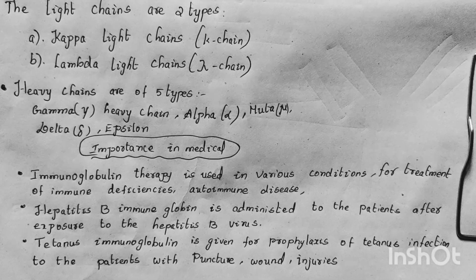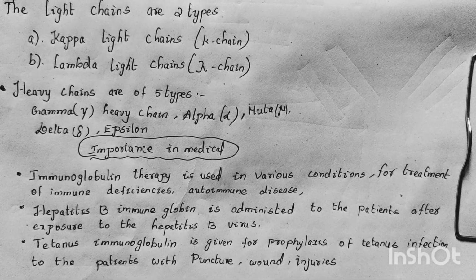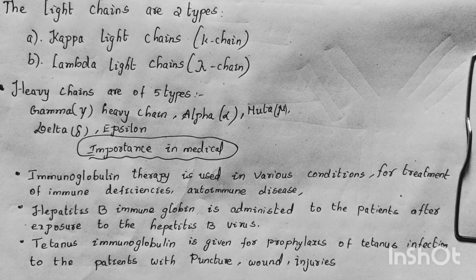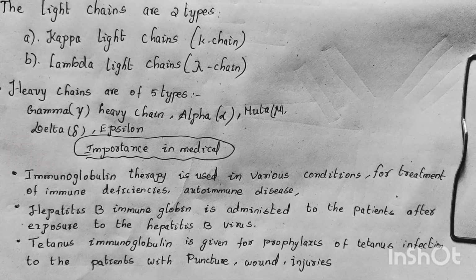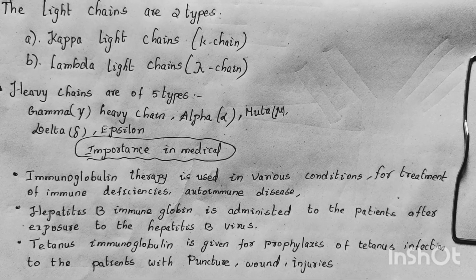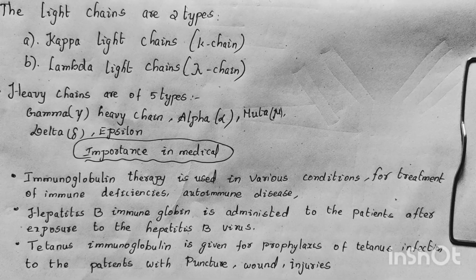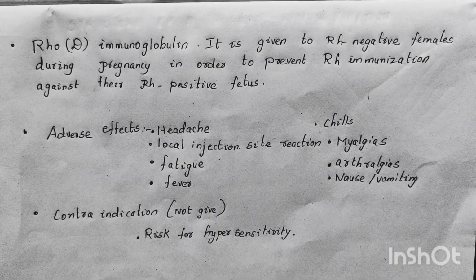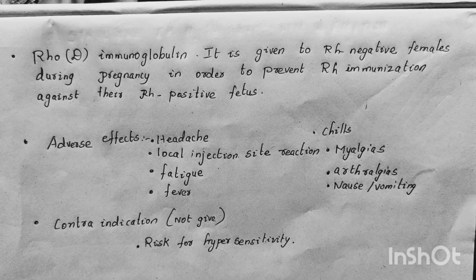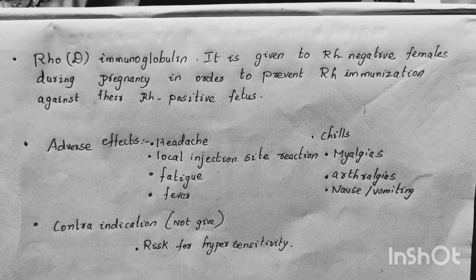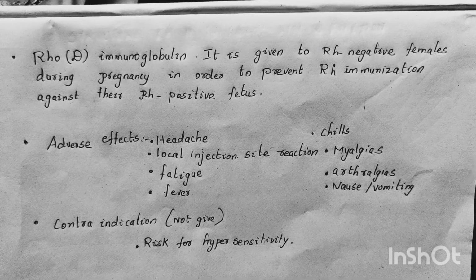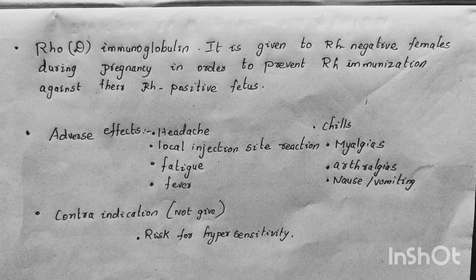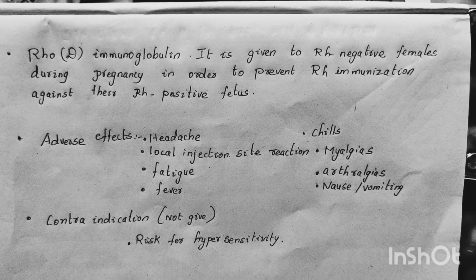And the next one is tetanus. I think you all know about the tetanus immunoglobulin. This is given for prophylaxis of tetanus infections to the patient if you have any puncture wounds and injuries, in case of any accidents and any injuries to the body. Next example, Rho-D immunoglobulin. It is given to Rh negative females during pregnancy in order to prevent Rh immunization against their Rh positive fetus.